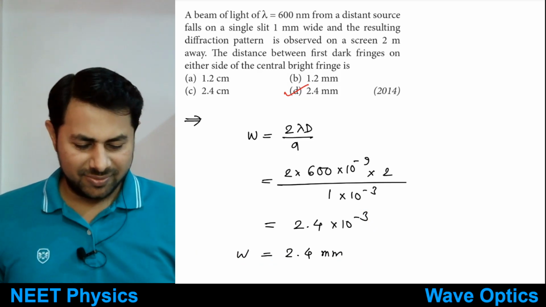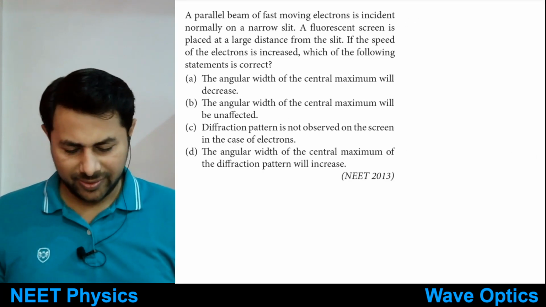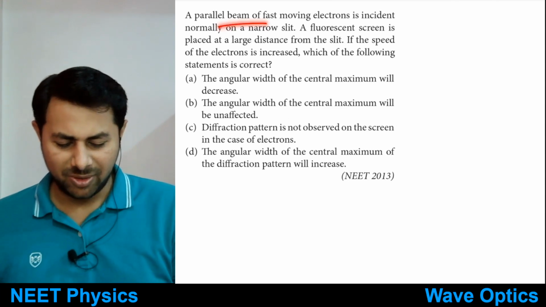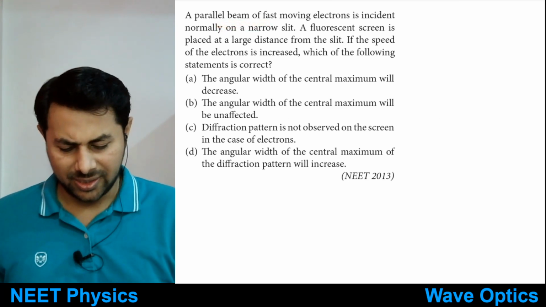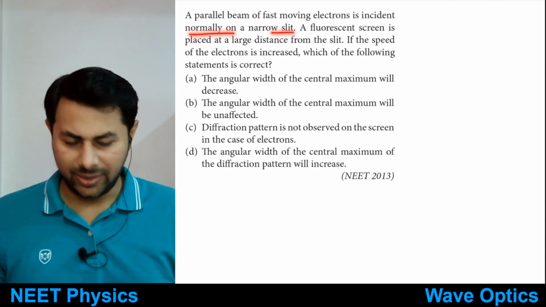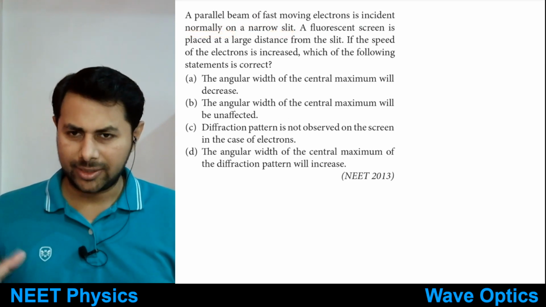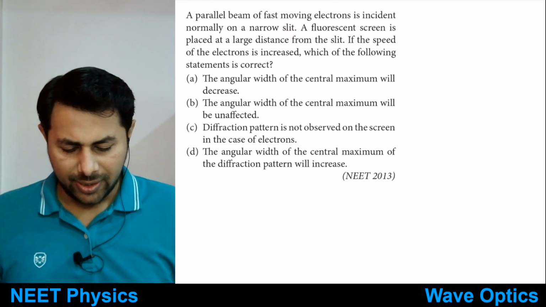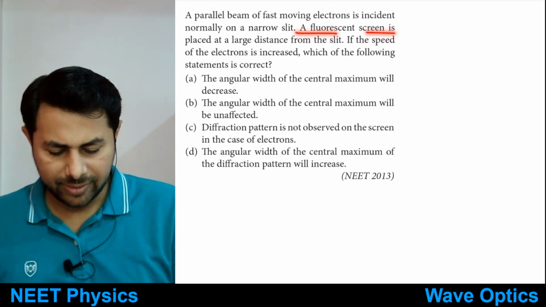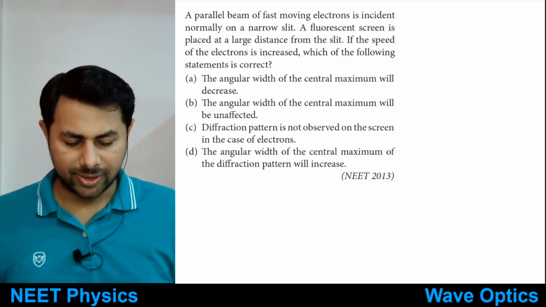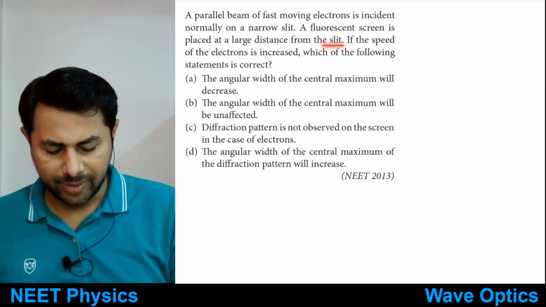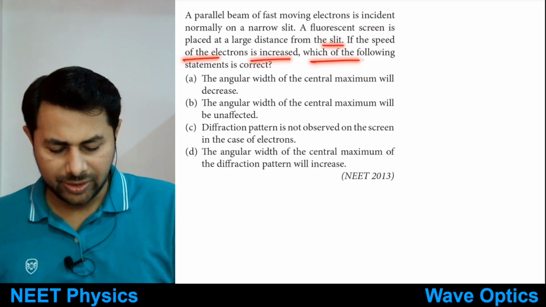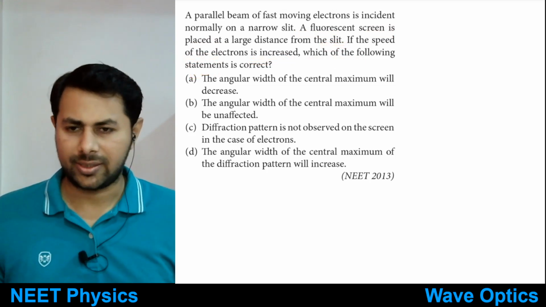Okay, good. Let us see next one. A parallel beam of fast moving electrons is incident normally on a narrow slit. Then a fluorescent screen is placed at large distance from the slit. If the speed of electrons is increased, which of the following statements is correct?